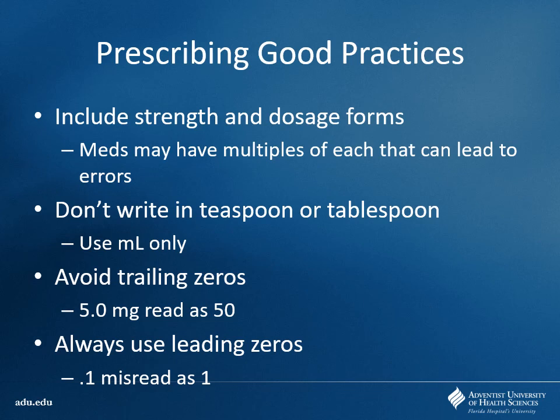It mentioned using mLs only, which you guys are pretty good about so far, and then avoid trailing zeros, right? So don't use 5.0, just write 5. If you write 5.0, that can be misread as 50, and I've read several scripts, from both schools, where they'll write 5.0 or something like that, and it can easily be misread as 50, right? And then always use leading zeros.